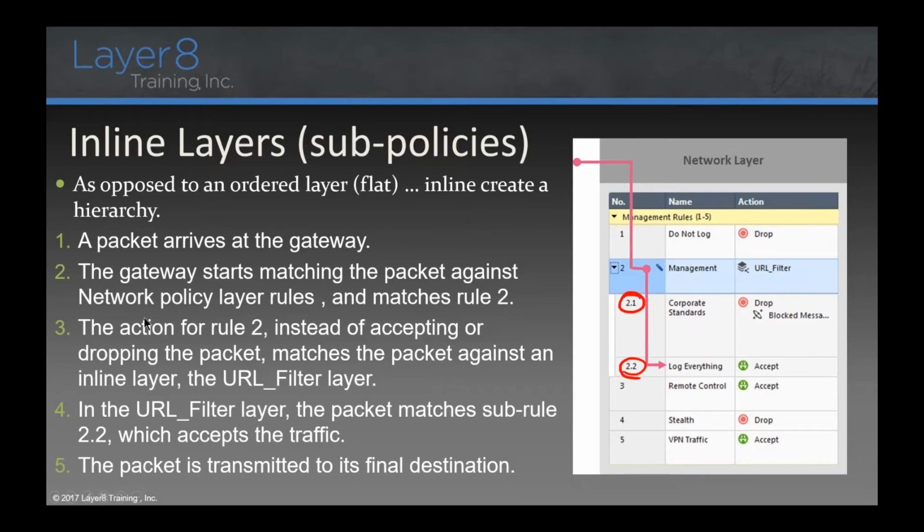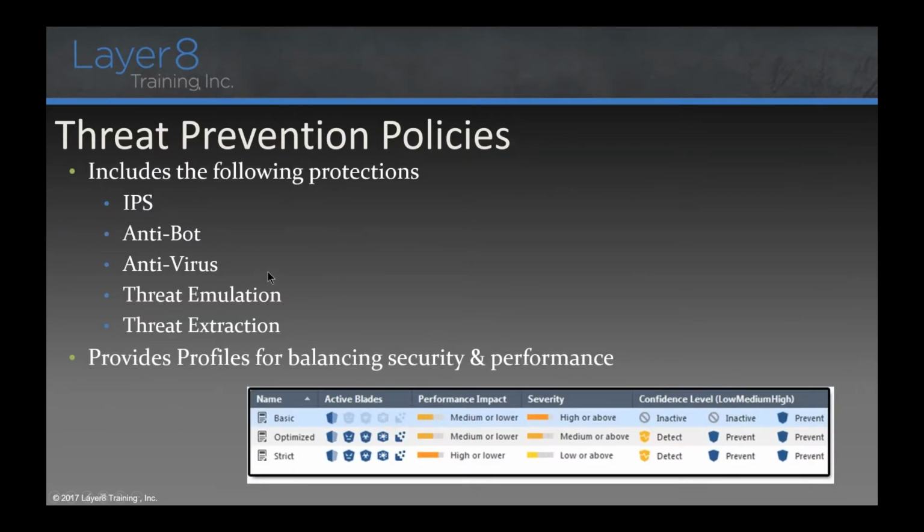We've also got the threat prevention policies. Now these are going to be a little bit different. With the threat prevention policies, you're going to see anti-bot, antivirus, threat emulation, and threat extraction on the system, and you're going to have specific policies and profiles configured for these based on your needs. We can do a basic profile, which gives you a level of protection, but we can also go down to a very strict level of protection on the system.